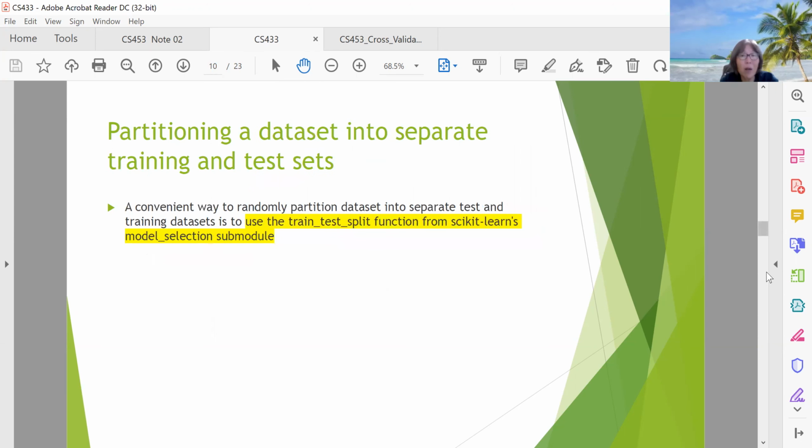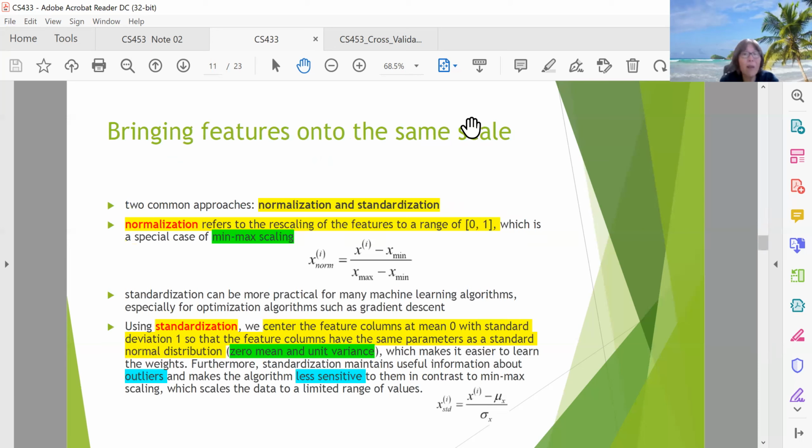Okay, and this we already see quite a number of times. It's split data into training and testing data. And then for standardization, that feature scaling, basically previously we also saw that, we just didn't summarize. So there are two common approaches, normalization and standardization. For normalization, it's rescaling the feature to the range between 0 and 1. We also can call it min-max scaling.